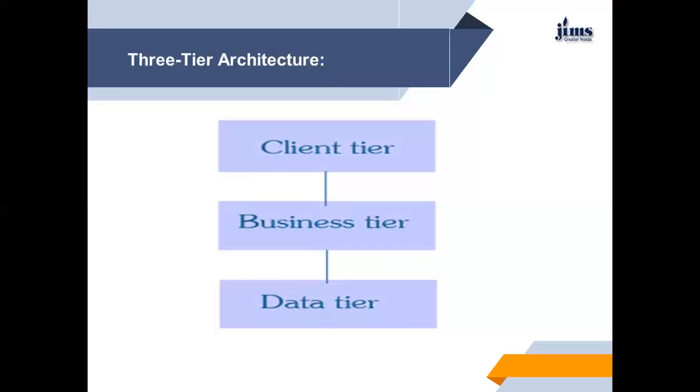In the business tier, we are writing the business logic, and of course, you know that business logic accesses the databases. And the third tier is the data tier. So that is, you can say, the back end. So this is the pictorial representation of the three-tier architecture.